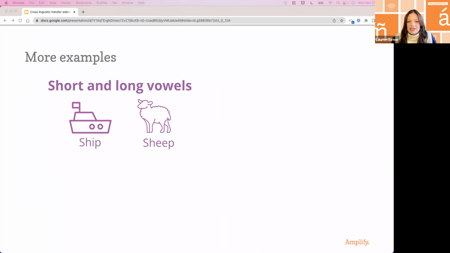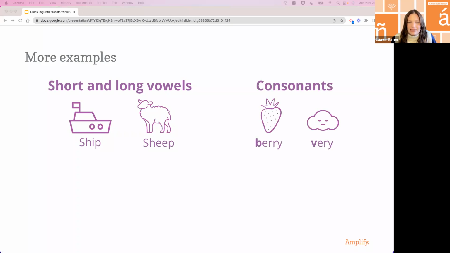Because of the regular and transparent orthography of Spanish compared to the very opaque orthography of English, there are other common examples that we often see with our Spanish-speaking students, including long and short vowel errors like ship and sheep. Since short vowels do not exist in Spanish, and because the letter I in Spanish is pronounced the same as the long E in English, it can be difficult for a Spanish speaker to distinguish.